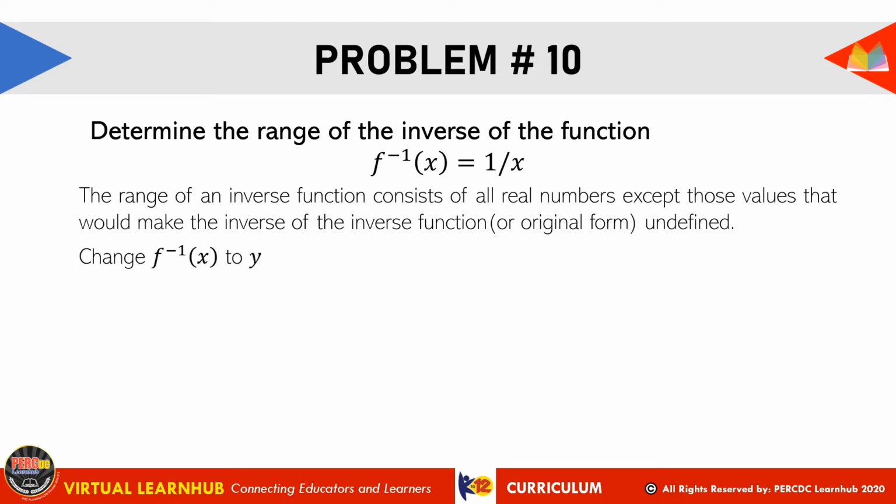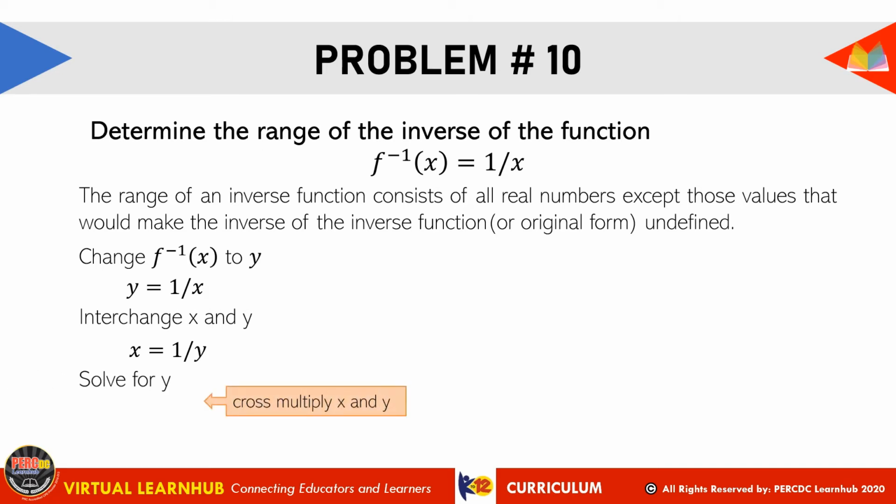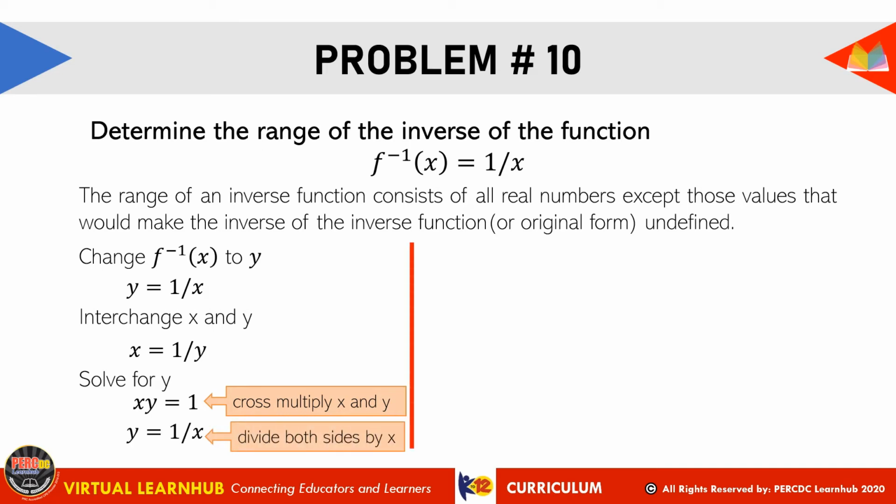Let's first change f inverse of x to y. Then we will have y equals 1 over x. And then, let's interchange x and y. We will have x equals 1 over y. Next step, solve for y. We cross multiply x and y, giving us xy equals 1. We divide both sides by x to get y. So we have y equals 1 over x.